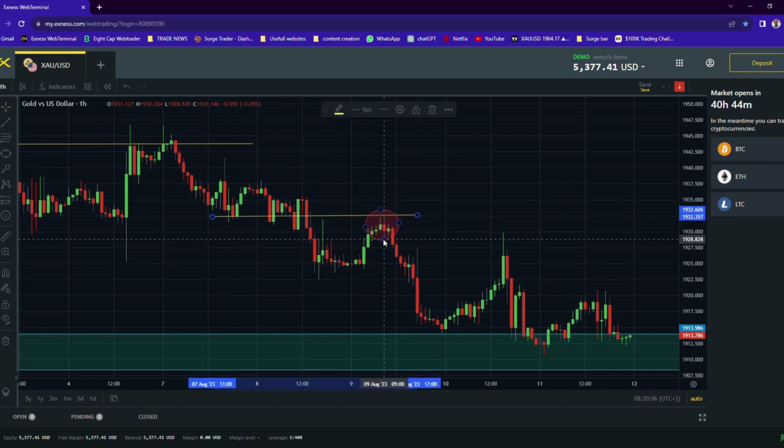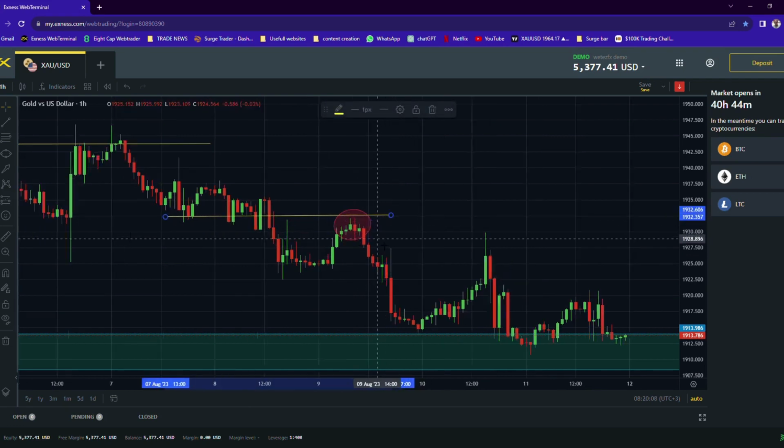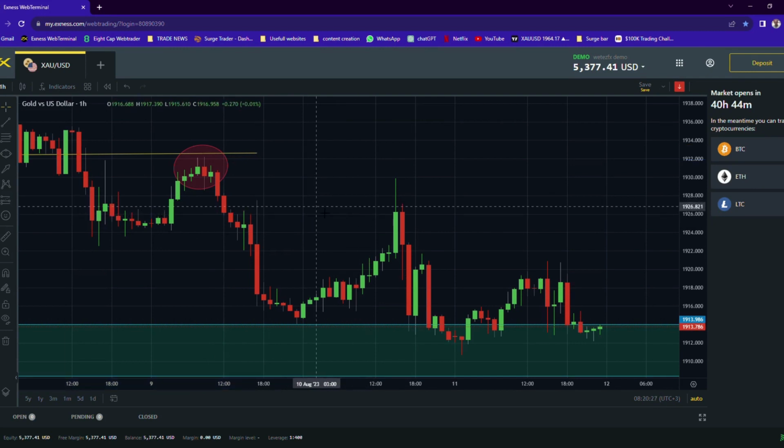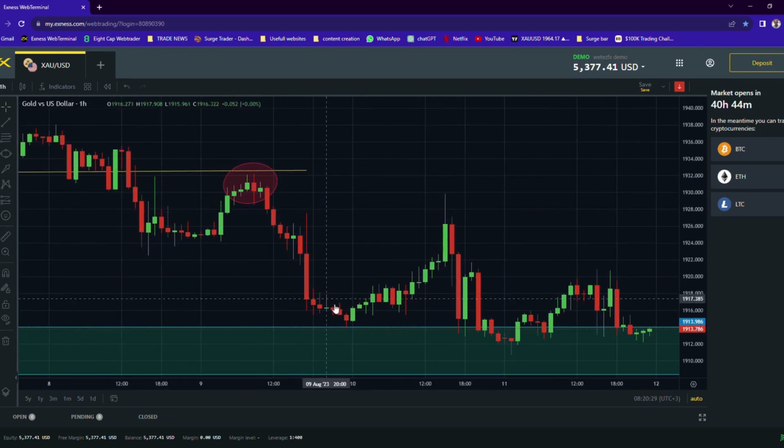So here we got a very good confirmation, a tweezer top right there, as you can see, and this was a clear indication that we are moving to the downward side continuation. And our price broke, and this was a very good day on gold, because this entry also made a very good 150 pips on the same day.